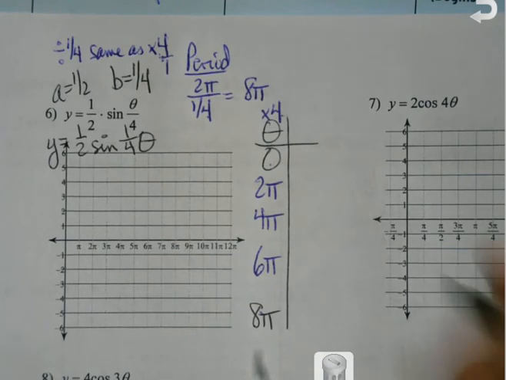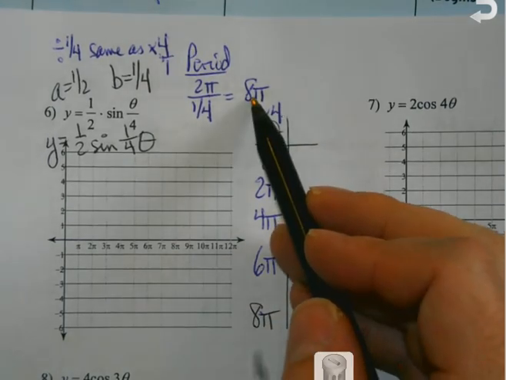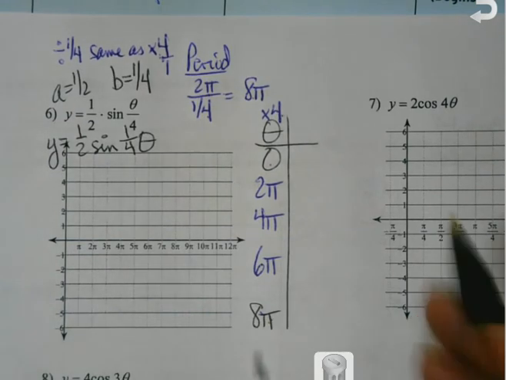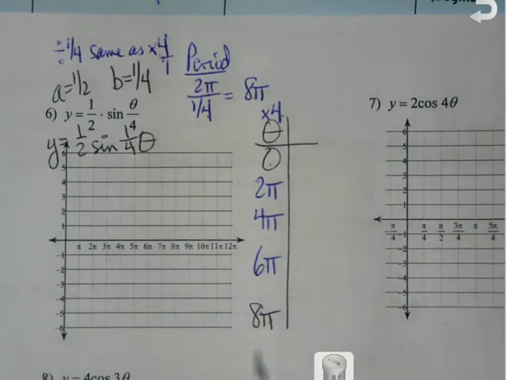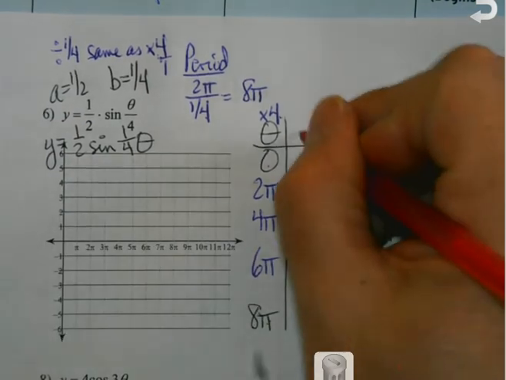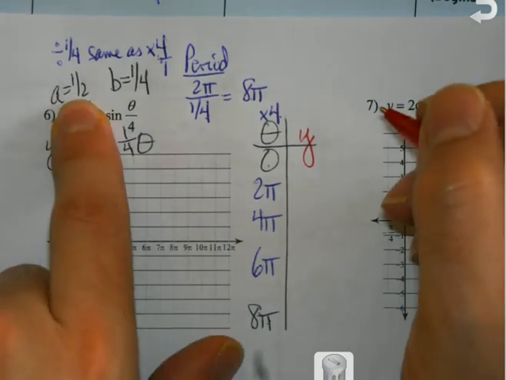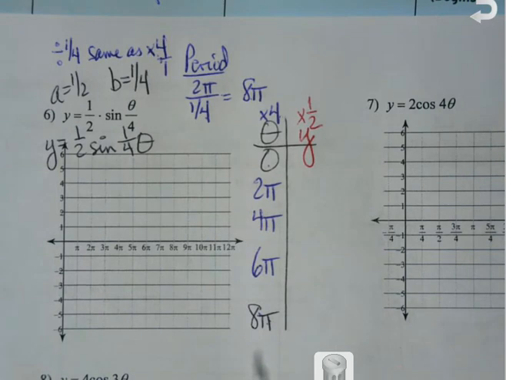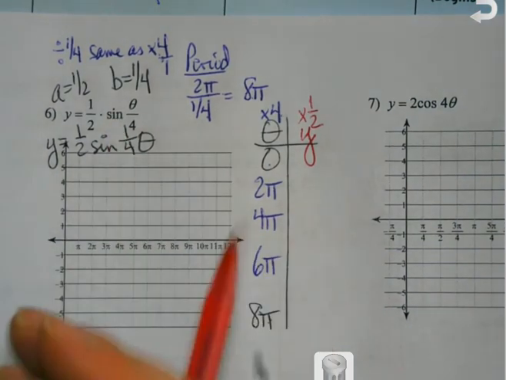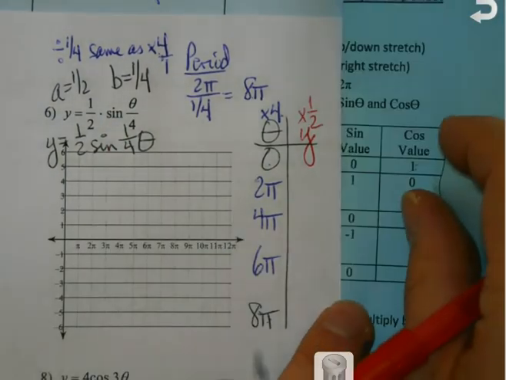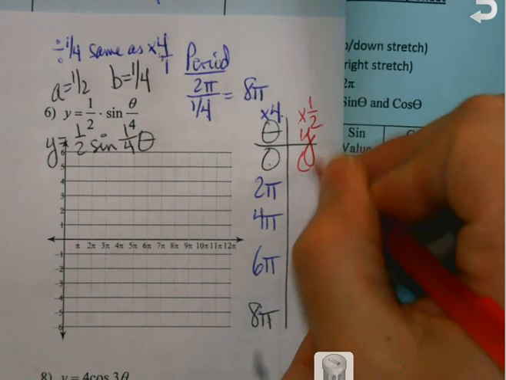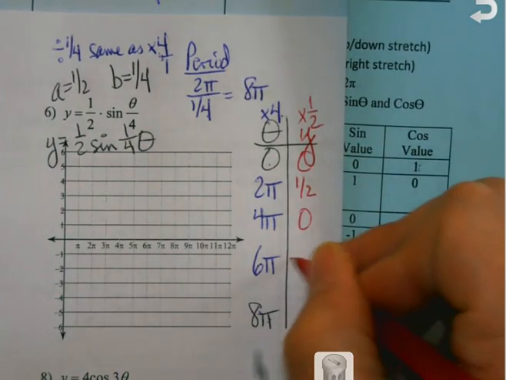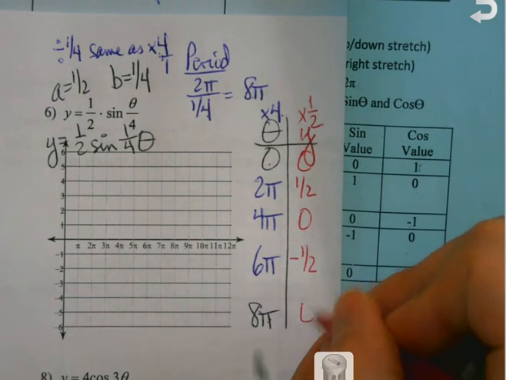So you start to see why I really want to calculate my period in advance to make sure that it's working right. Because if I get to that last number and it wouldn't have been 8 pi, I was like, ooh, something went wrong somewhere. So then my last part is my y value. But I have an amplitude this time. So I'm going to times those each by a half. Sine values each times a half. So 0, a half, 0, negative a half, 0.